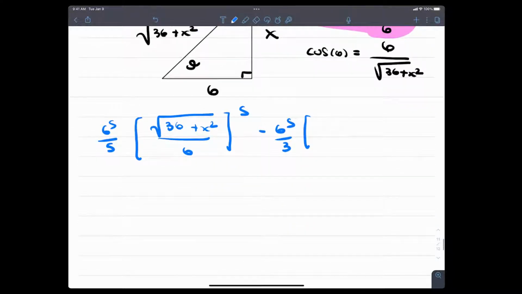This is third power. What is that, 36 plus x squared over 6? This is now third power, right?